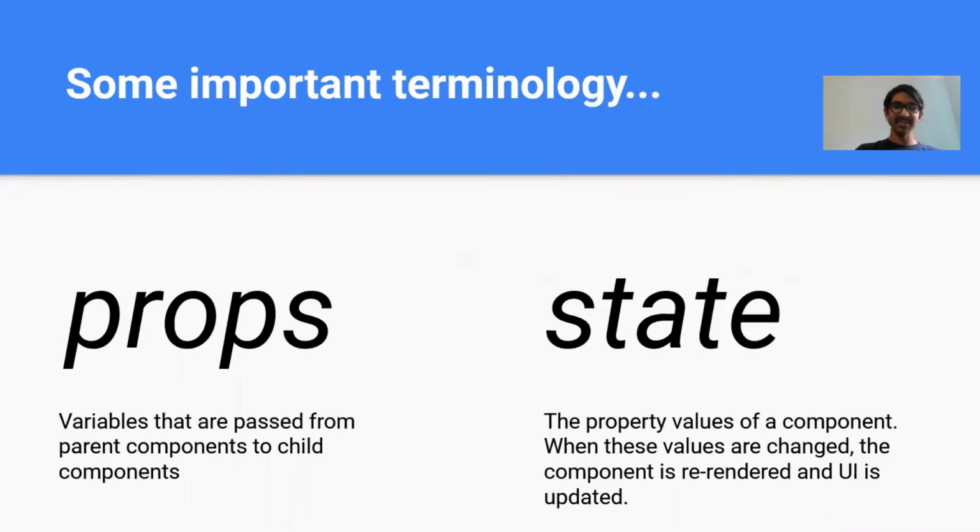All right, and so now we're going to get into some important terminology. I mentioned some of this earlier, state, I mentioned that earlier, but the first thing that's important is props. And so props is the React term for passing variables and data from parent components to child components.